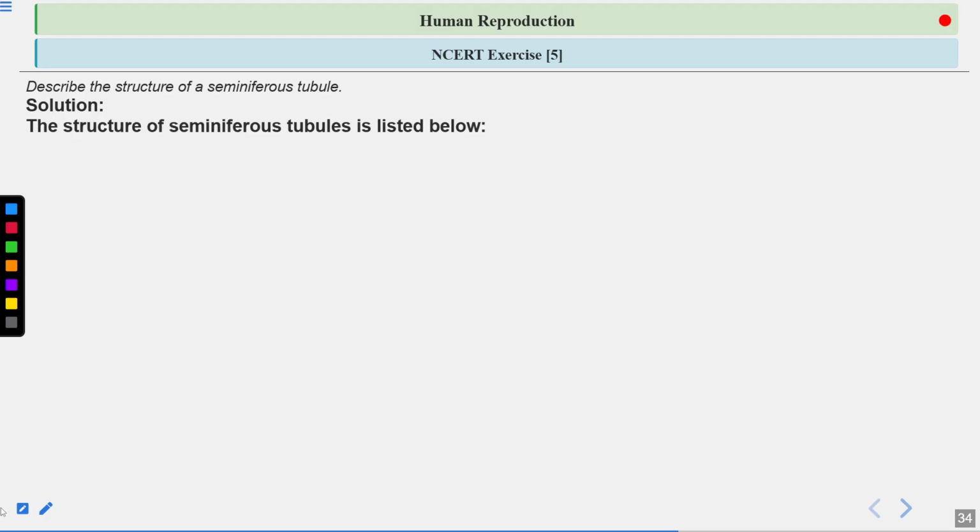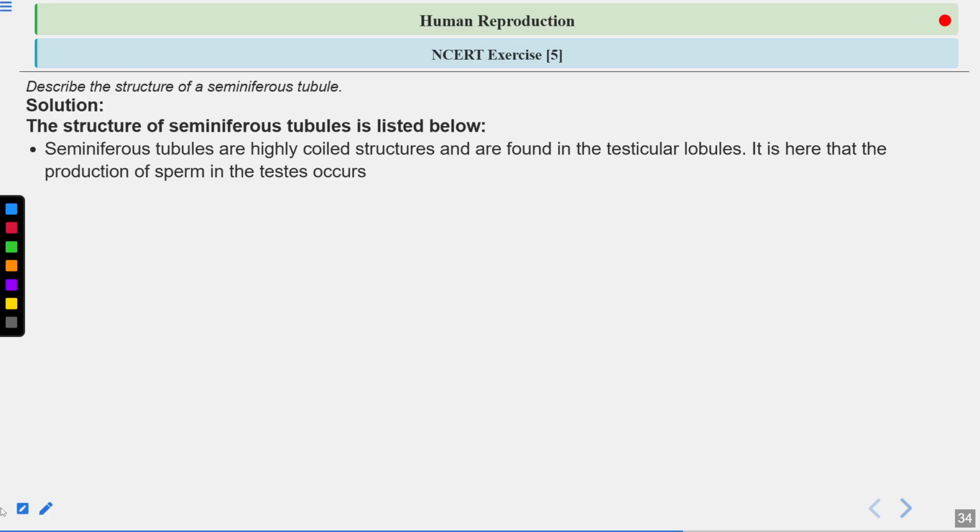The structure of the seminiferous tubule is listed below. Seminiferous tubules are highly coiled structures and are found in the testicular lobules. So first of all, they are very highly coiled structures, so you have to write this. They are found in the testicular lobules. Another thing: in seminiferous tubules, sperm production occurs.